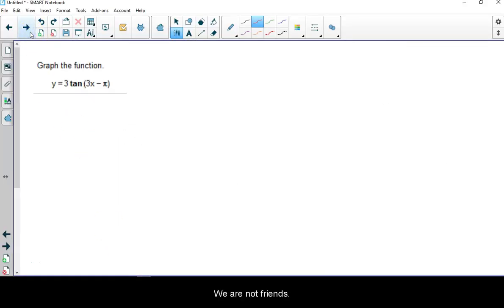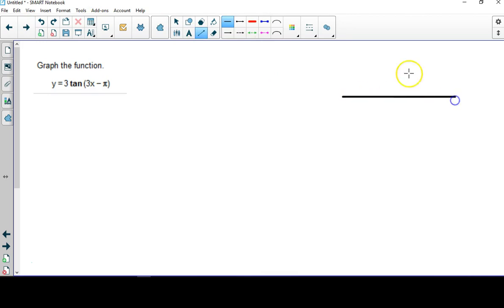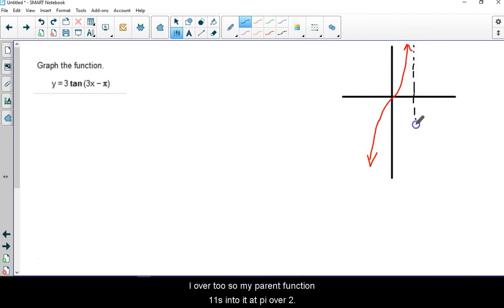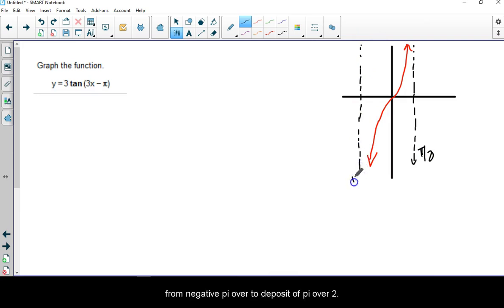We are not friends. I don't like tangent, because its parent function is all wacky. Tangent's parent function looks like this. It has an asymptote at pi over 2, so my parent function will have an asymptote at pi over 2. And it doesn't even start at 0. So rude, right? It goes from negative pi over 2 to positive pi over 2.